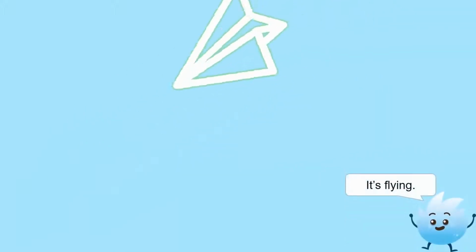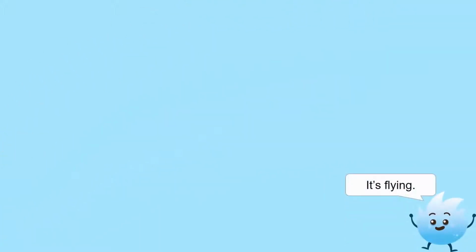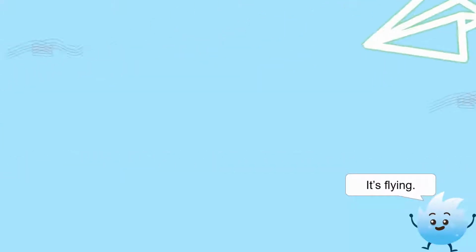Let's make a paper plane together. Throw it and see what happens. The paper plane flies because of the presence of air.